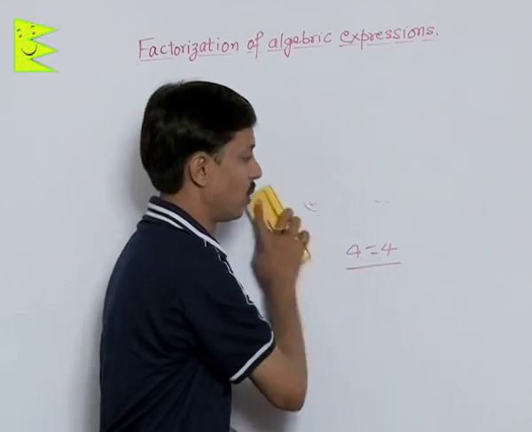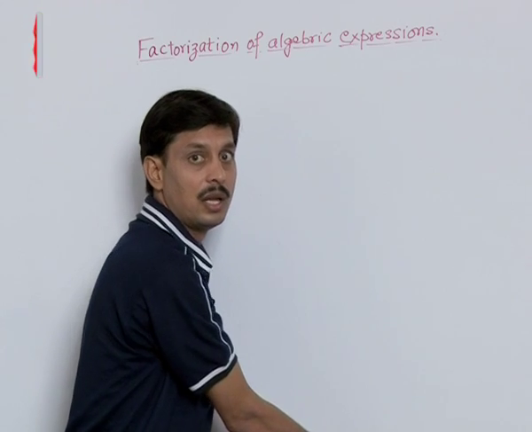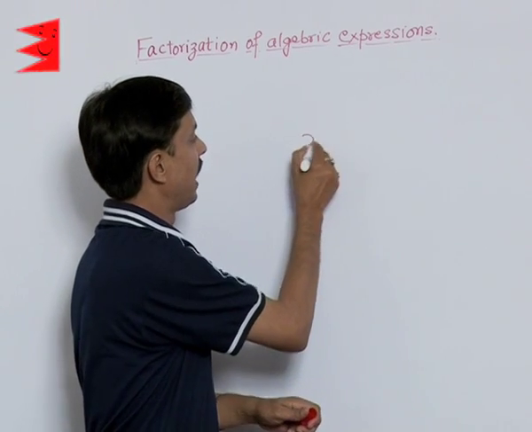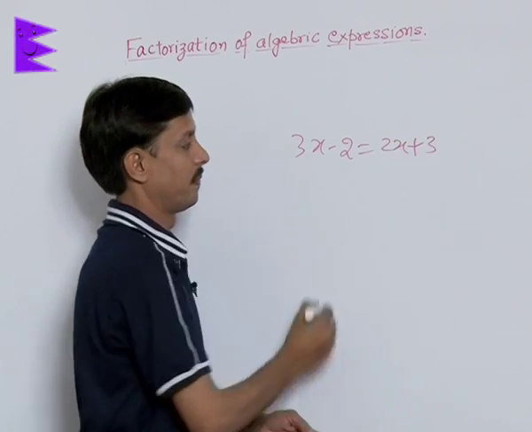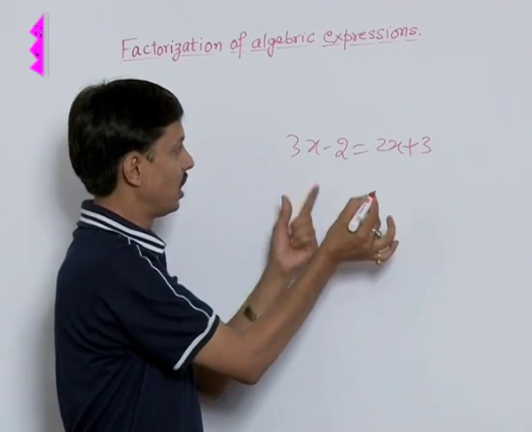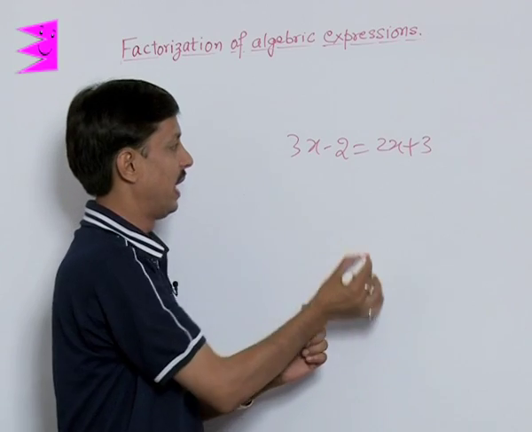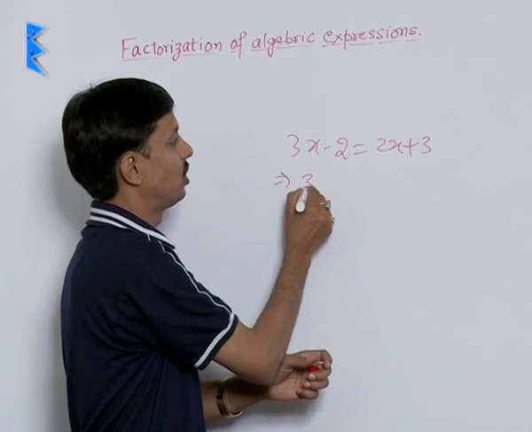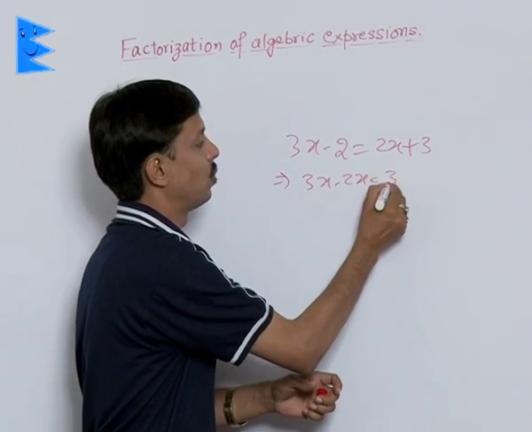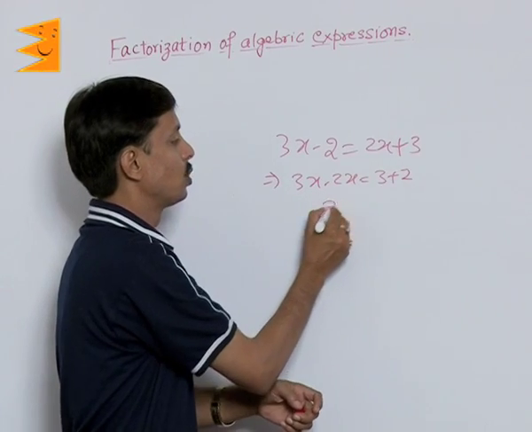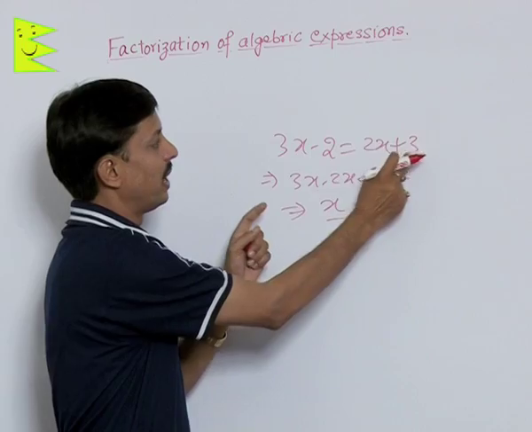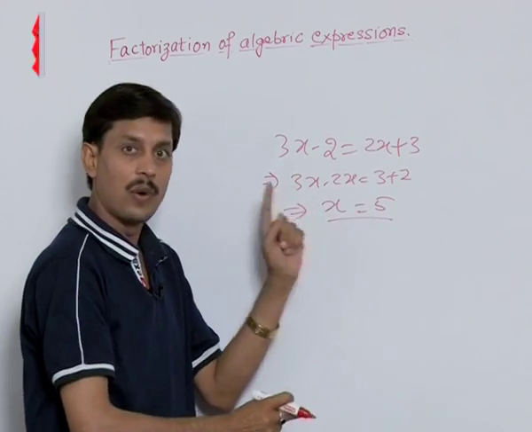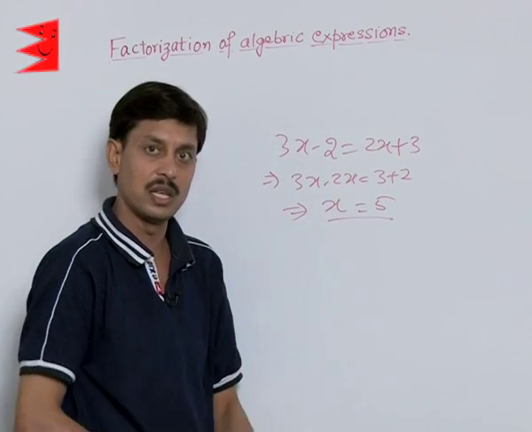Say for example, if I take 3x minus 2 is equal to 2x plus 3. When I ask what is the possible value of x, I can say this is 3x minus 2x is equal to 3 plus 2. So x is equal to what? 5. This can be verified only at one value, 5. So this is not an identity, this is an equation.